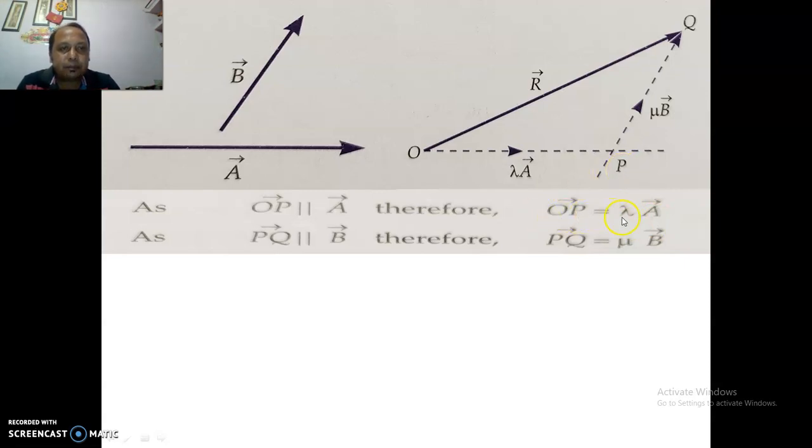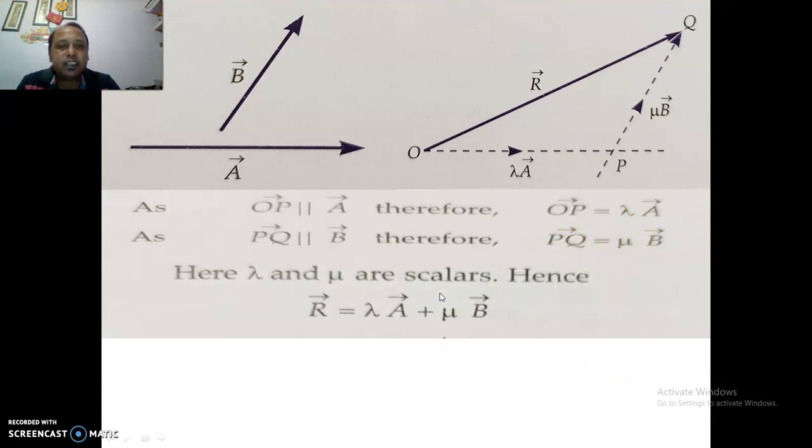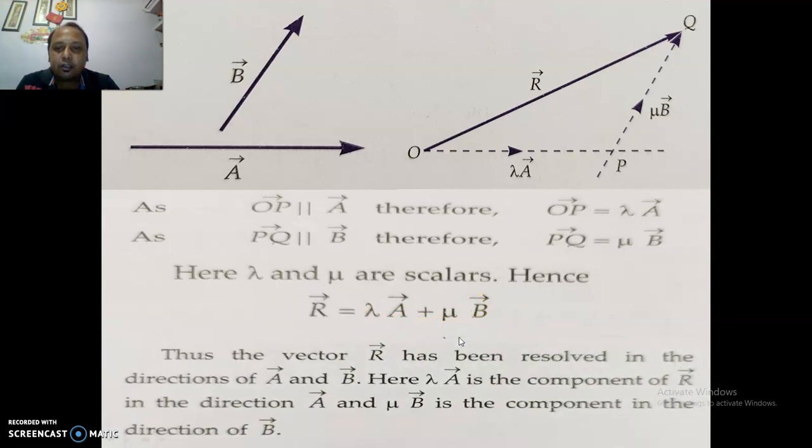So vector OP is lambda vector A, vector PQ is mu vector B. When we use the triangle law of vector addition, vector R can be represented as vector OP plus vector PQ, which is lambda vector A plus mu vector B. So we can say now that the vector R has been resolved in the direction of vector A and vector B. Here, lambda into vector A is the component of vector R along the direction of vector A, and mu into vector B is the component in the direction of vector B.